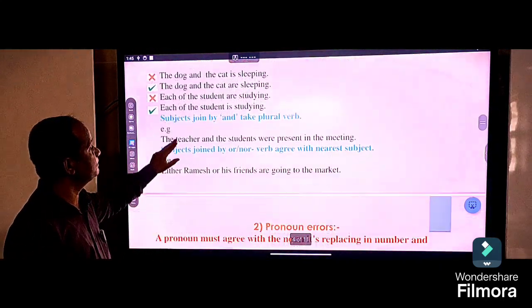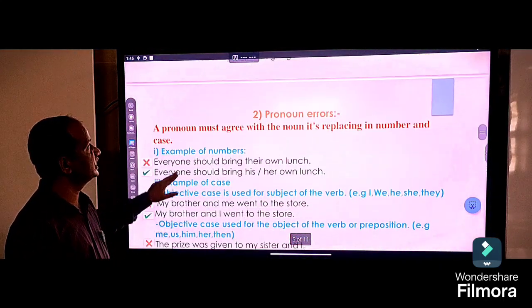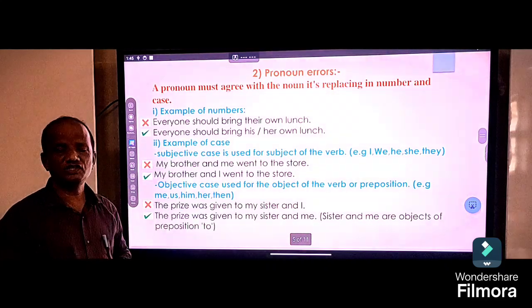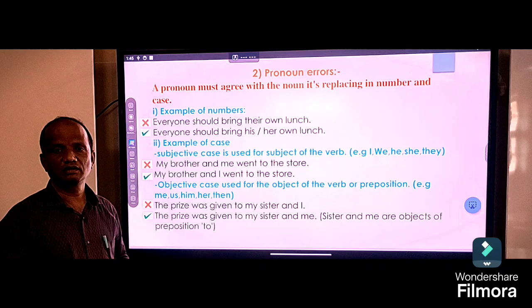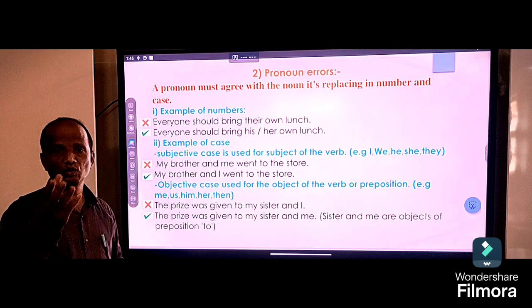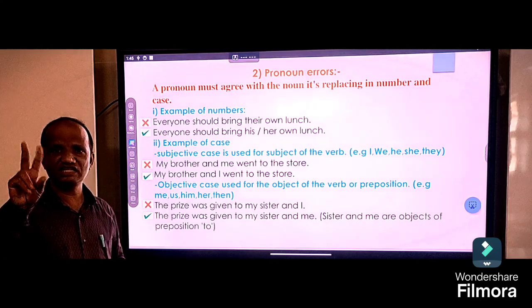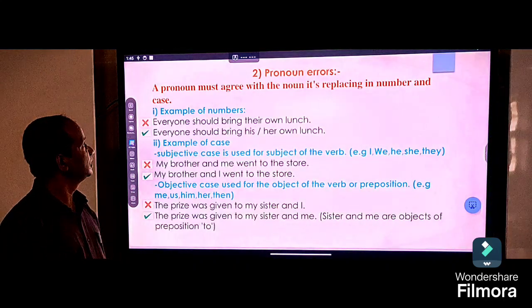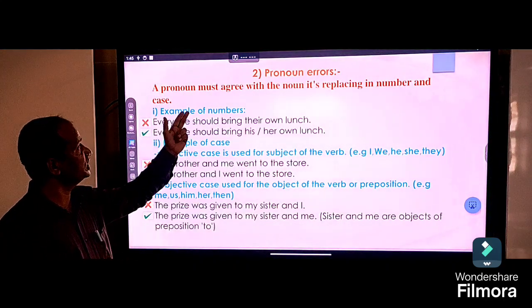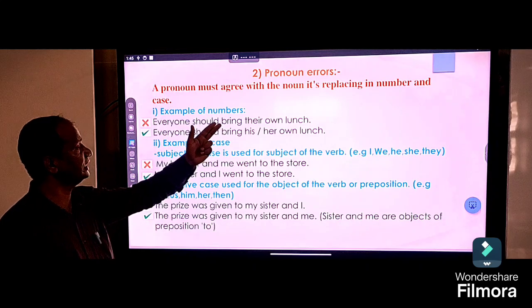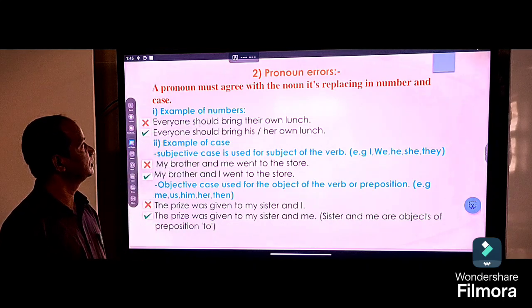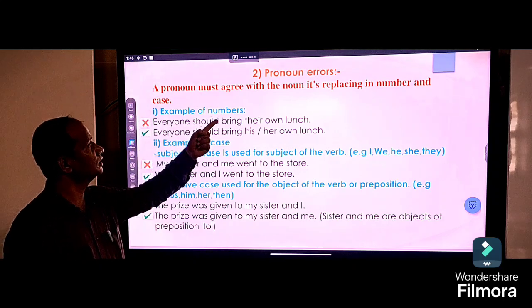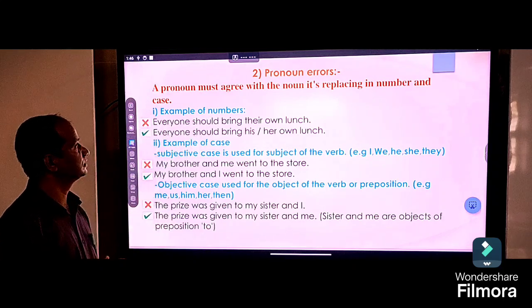After discussing the first error, we are turning towards the next one, that is pronoun error. Mind my friends, a pronoun is a word we use when we have to give the recurrence of a noun for the second time, and it should be used correctly. A pronoun must agree with the noun it is replacing in number and case. When we are using a pronoun, it should agree with the noun in number and case.